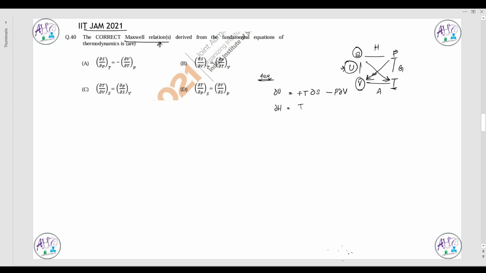dou H will be equal to T dou S plus V dou P. Likely dou G will be equal to minus S dou T plus V dou P. Okay, and dou A will be equal to minus S dou T minus P dou V. Okay, so now we have formed the 4 equations.